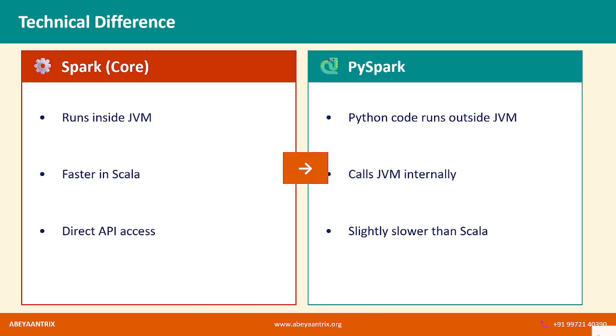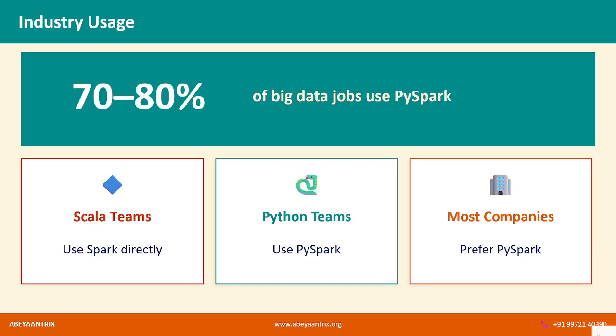So when it comes to the technical difference, we know that Spark runs inside the JVM, and Python code runs outside the JVM. So this PySpark helps you to access the JVM. It is faster in Scala, because it calls the JVM internally, so it has direct API access. PySpark is slower than Scala. When it comes to industry usage, 70 to 80% of big data jobs use PySpark.